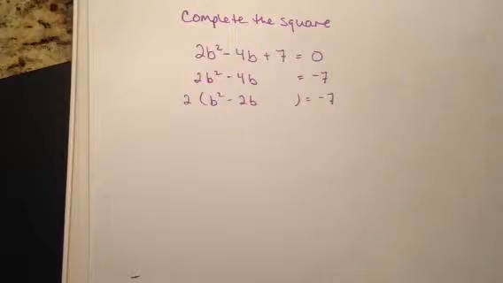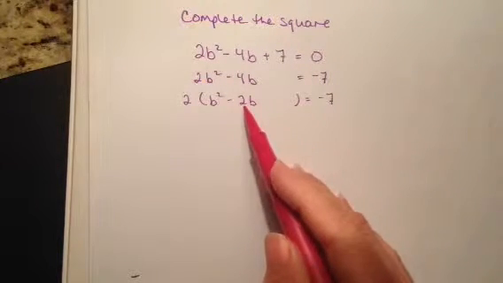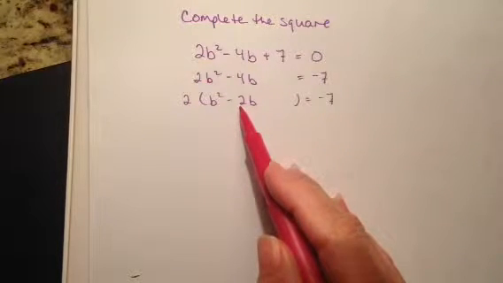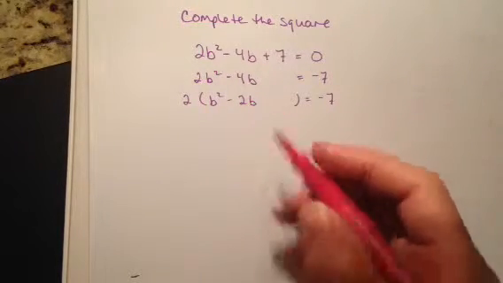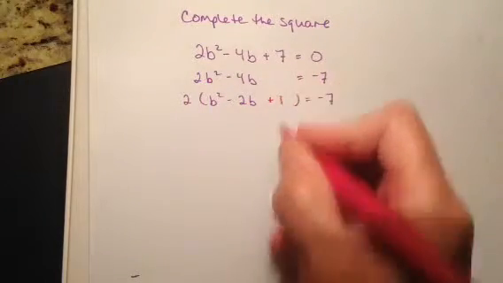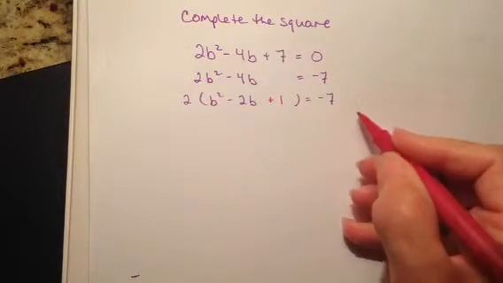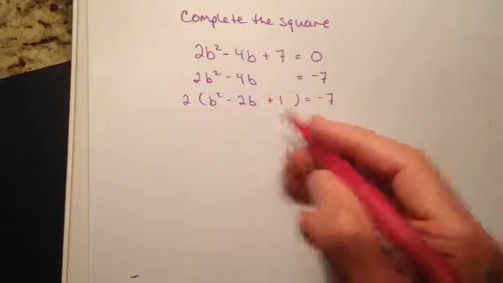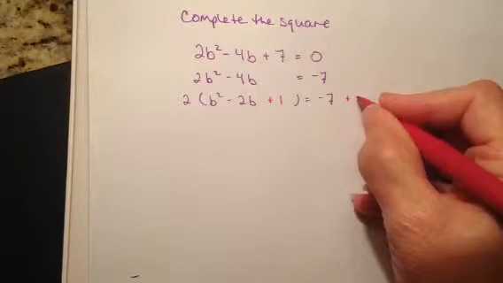So this is where we're going to add half of our b and square it. Not this b, but the b term. So half of negative 2 is negative 1, and negative 1 squared is positive 1. So I'm going to add 1 here. So do I add a 1 over here, or do I add something different? I actually have to add a positive 2.